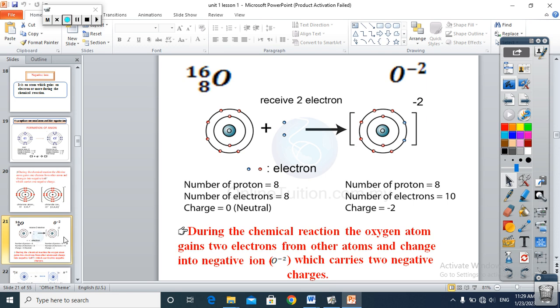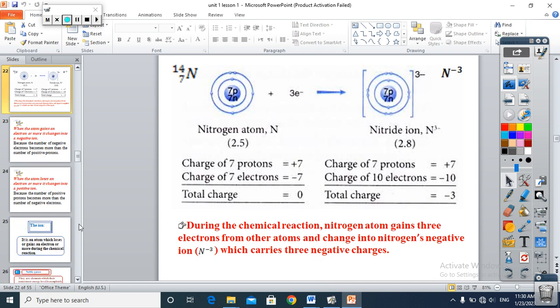What about oxygen? Oxygen gains two electrons to change into a negative oxygen ion, which carries negative 2. During the chemical reaction, the oxygen atom gains two electrons from other atoms and changes into a negative ion, which carries two negative charges. What about nitrogen? During the chemical reaction, the nitrogen atom gains three electrons from other atoms and changes into nitrogen's negative ion, negative 3, which carries three negative charges.